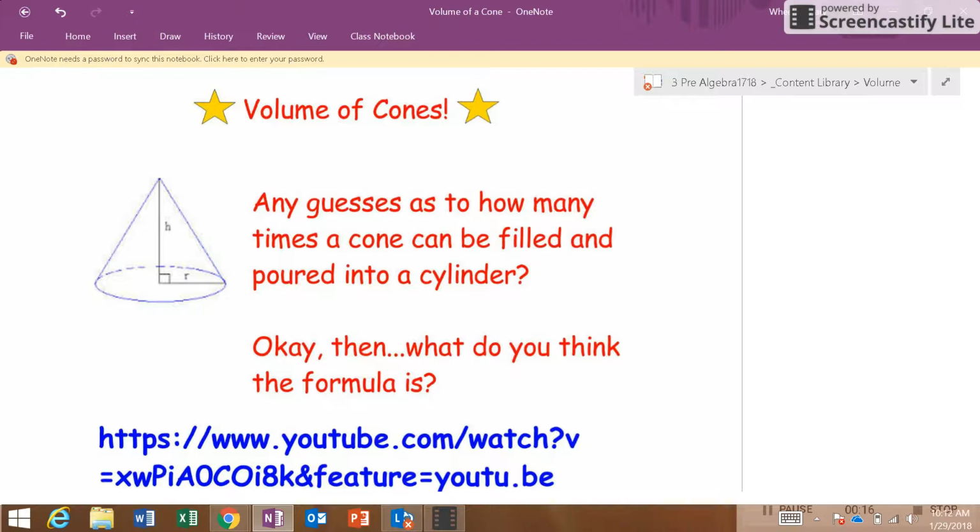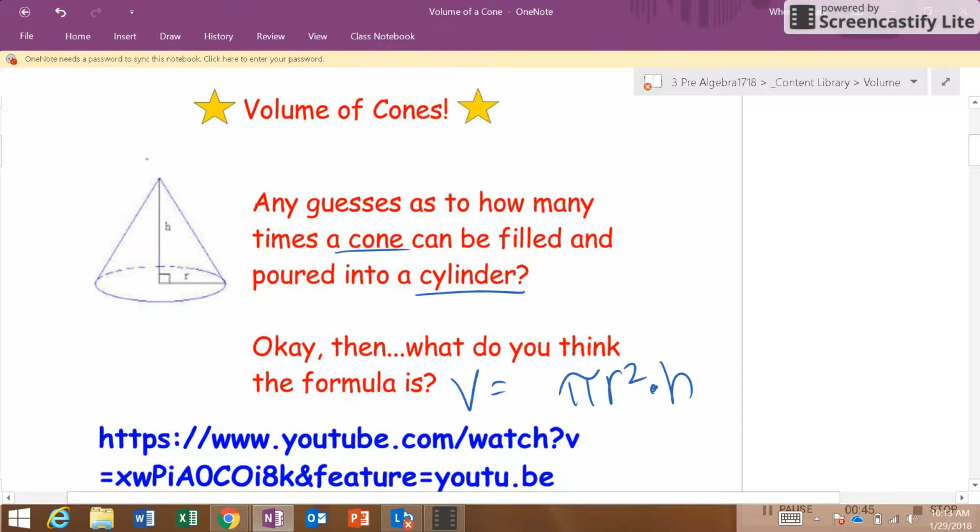Hopefully you got to preview that video where they were pouring the popcorn kernels from a cylinder into a cone. And if you saw that, they were able to fill the cone 3 times with a cylinder. So there's a relationship between a cone and a cylinder. That being the cylinder is 3 times as big as the cone. The formulas are very similar. They both have a circular base, so pi r squared still applies, times the height.